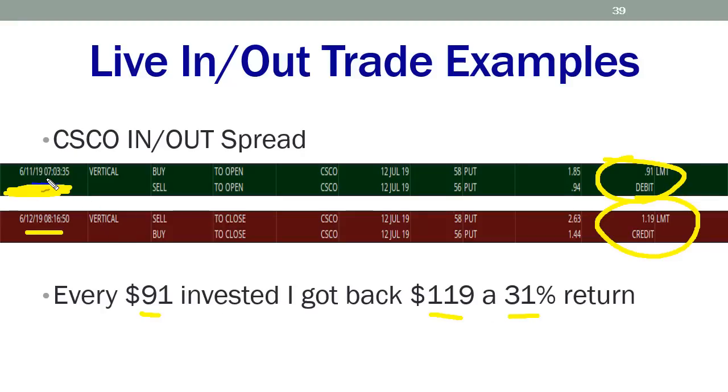Look, I opened it at 7 in the morning and closed it 24 hours later. Okay, it's 25 hours later, but those are the opening and closing positions. Now, listen, you could have done more. You could have done $910 investing, got back $1,190. That's up to you.